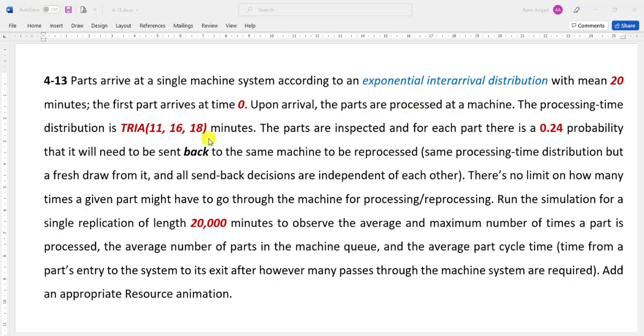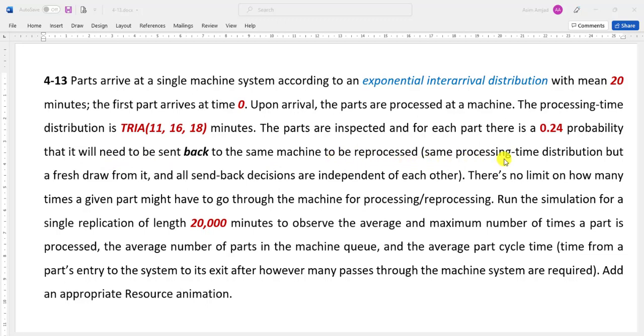The processing time is triangularly distributed with a minimum value of 11, a maximum value of 18, and a most likely value of 16 minutes. The parts are inspected, and for each part there is a 0.24, or 24%, probability that it will need to be sent back to the same machine to be reprocessed.